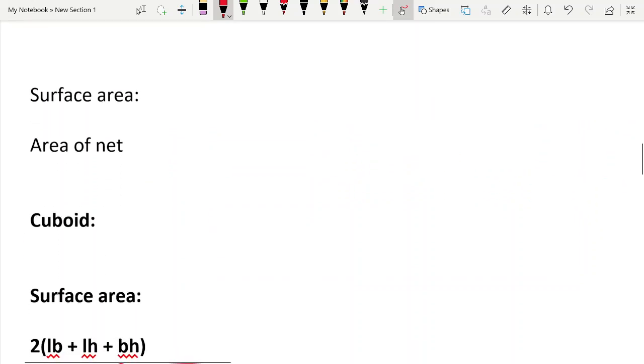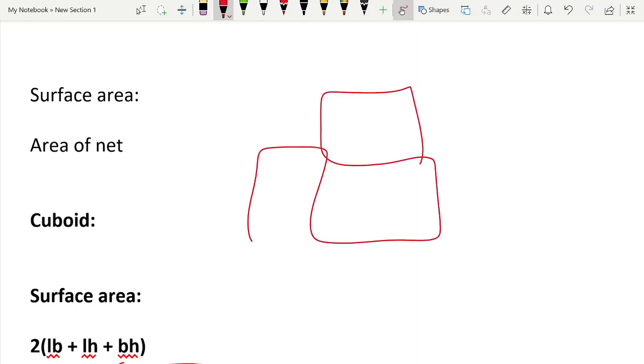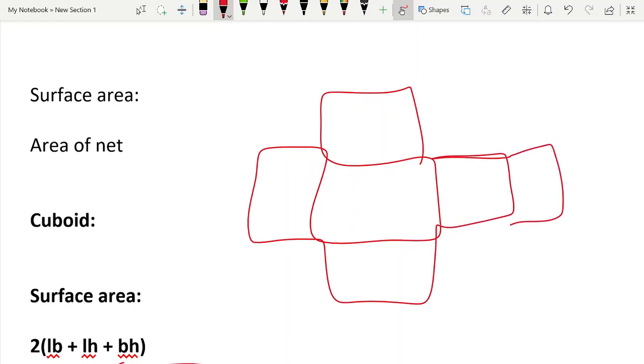Now, we're going to be learning about surface area. Surface area is the area of the net. How is surface area different to volume? Surface area, this can be our net of a cube, right? This is not too exact, I just drew it. So that could be our net. But the volume is how much water it can hold. If you pour in some liquid, how much can it hold? So that's our volume.